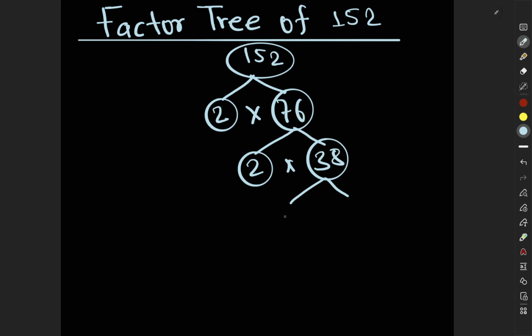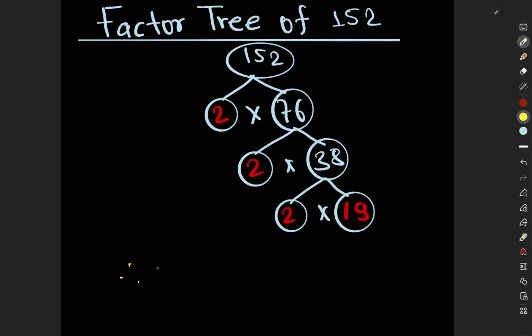38 can be written as 2 times 19. 2 times 19 means 38. So now we select the prime numbers among these numbers. So the prime numbers here are 2, 2, 2 and this 19.